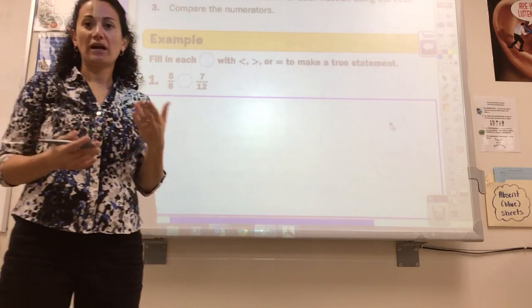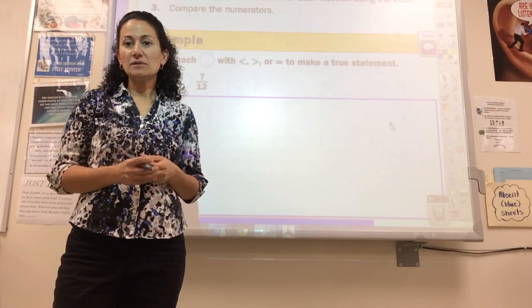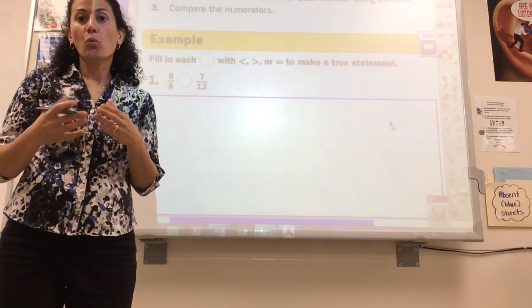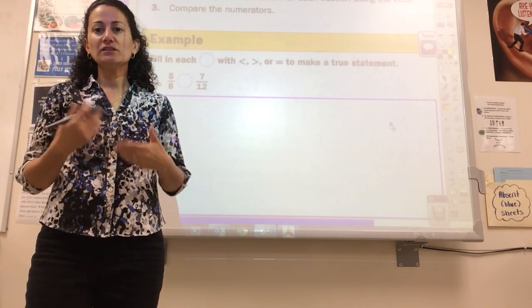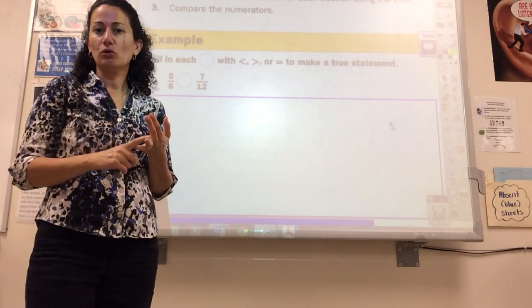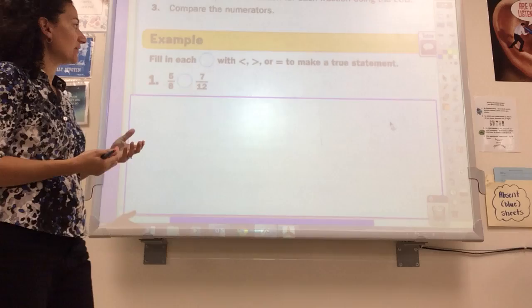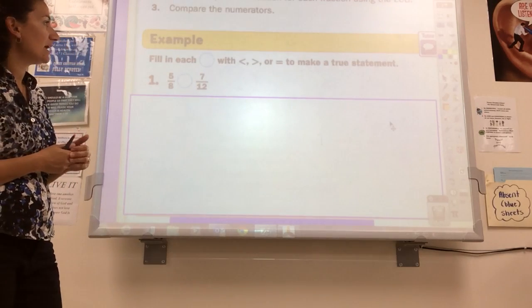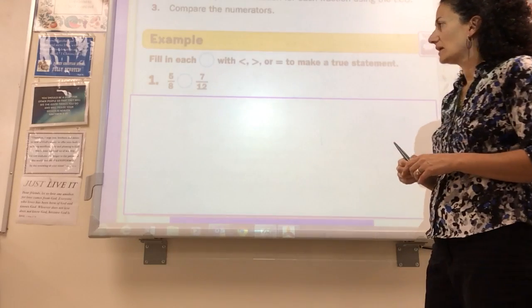Sometimes you can compare a fraction to a whole, and you can tell which one is bigger or smaller. Sometimes you can see that one fraction is way closer to 0 than the other. When you've exhausted all of these methods, when you've compared them to a half, or to a whole, or maybe to 0, then the next method is what I'm about to show you, and that is to write an equivalent fraction with a common denominator.